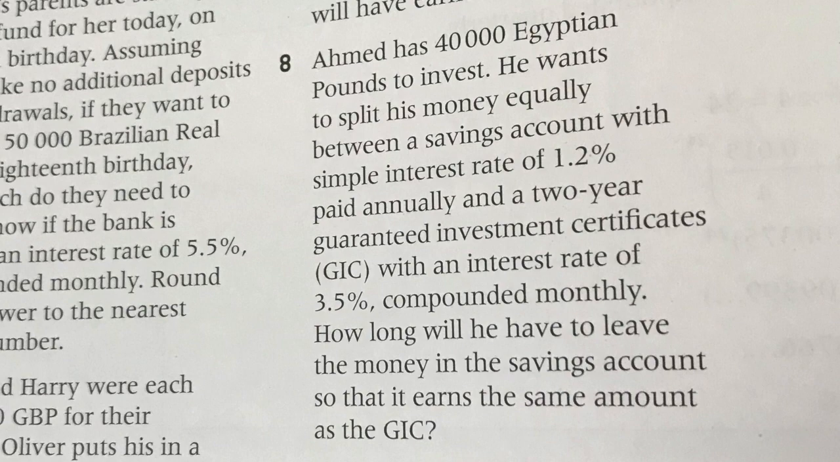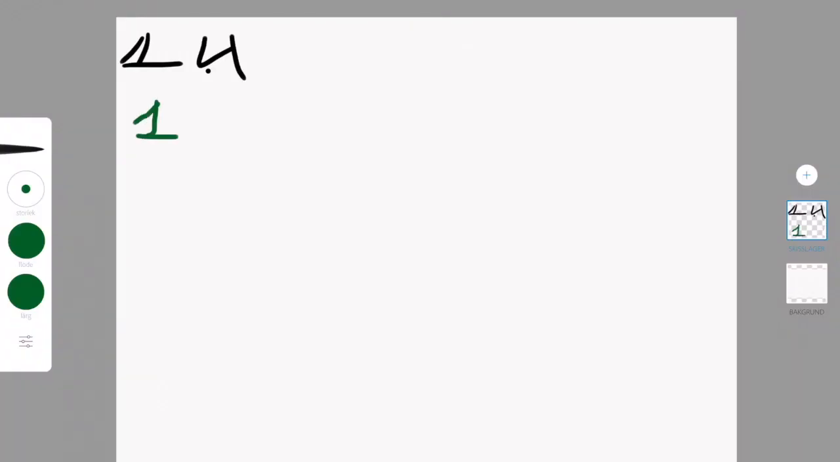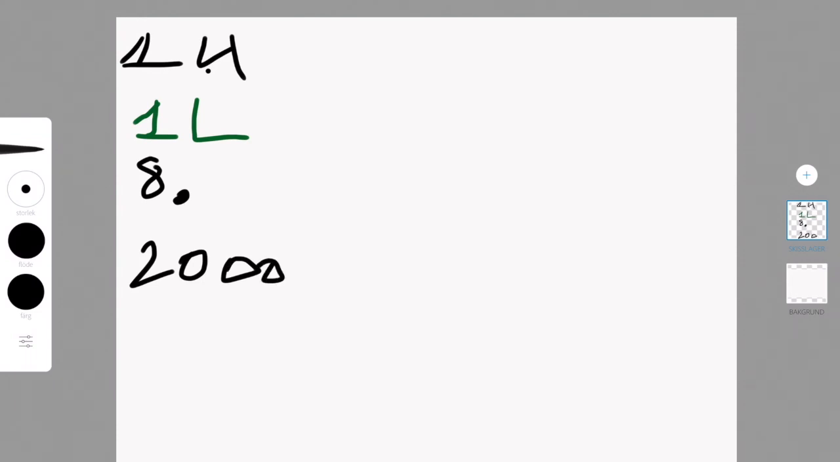as the GIC account? The goal of this question is to find a way to make these two different situations equal to each other. So we have to set up a formula. He has 4,000 Egyptian pounds and he wants to split them equally, so the principal on both sides needs to be 2,000. There are two different things going on here. The first one is simple interest. The second one is compound interest, and not just compound interest, but compound interest over a non-yearly period. So you have to use that formula, and then the simple interest formula. Then you just plug in those numbers.